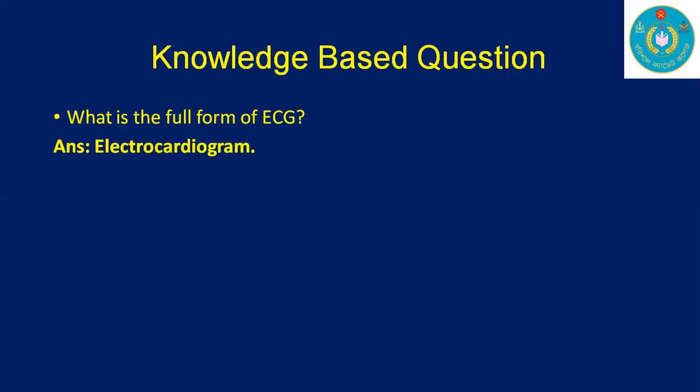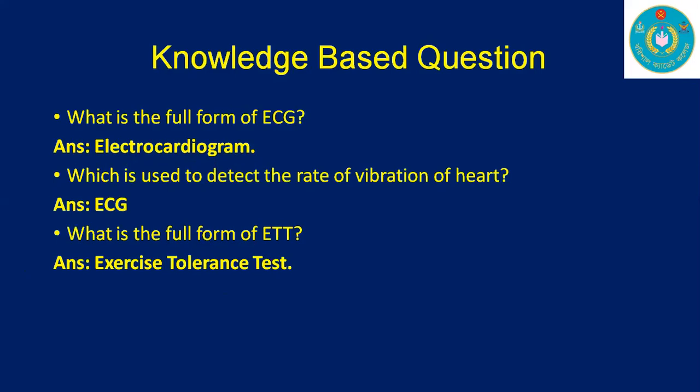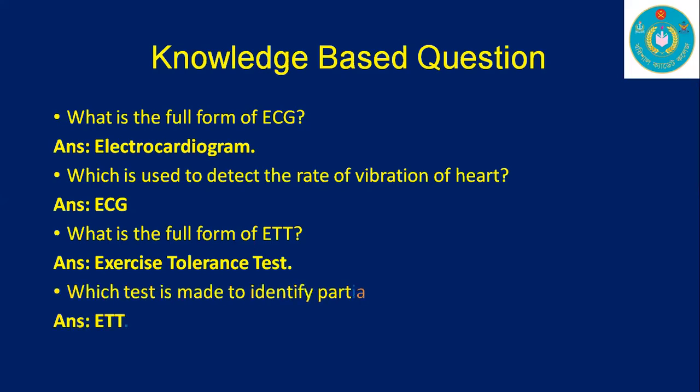Next knowledge-based question: what is the full form of ECG? The full form of ECG is electrocardiogram, which is used to detect the rate of vibration of the heart. That is ECG. What is the full form of ETT? Exercise tolerance test, which is made to identify partial blockage of coronary arteries. That is ETT.